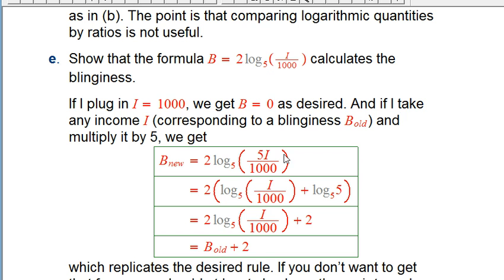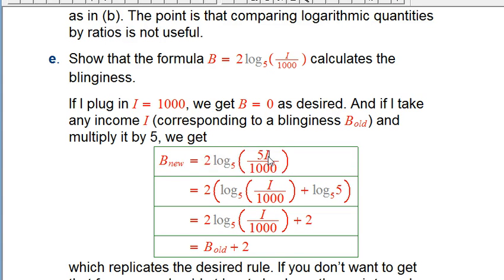And then I want to show you an algebraic way to talk about these comparisons we've been making. It's a tiny bit more sophisticated. So I'm going to take any old income I, and think of that as the old income, and that's going to have a blinginess, which I'll call b sub old. I'm going to multiply it by 5 and analyze the new blinginess. So I'm going to take 5 times the old income, put it into the blinginess formula, and use rules of logs to see if I can relate that to the old blinginess.